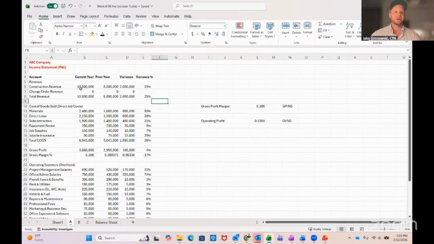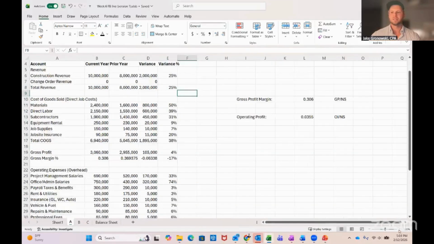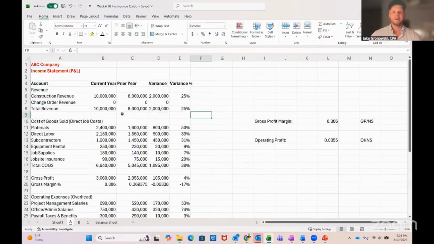As you could see, let me blow this up a little bigger so you could see. Make sure I'm sharing the right screen here. Yep. So as you could see in this example, construction revenue increased by $2 million from the prior year to the current year.